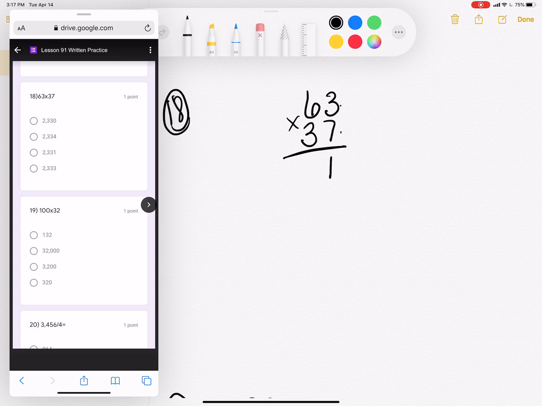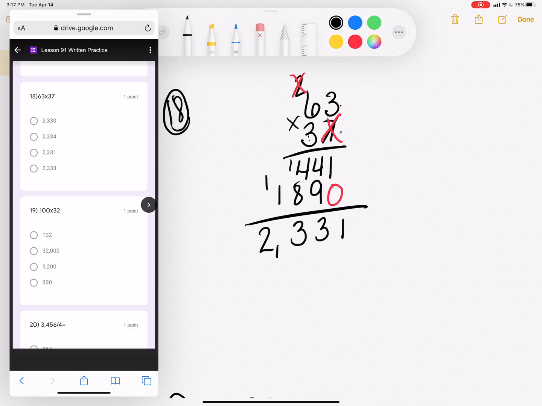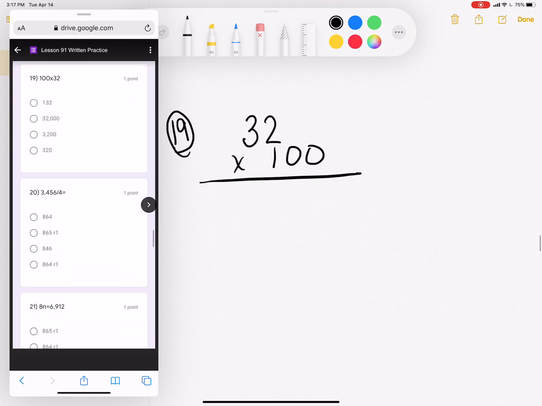Number 18, 63 times 37. 7 times 3 is 21. 6 times 7 is 42, plus 2 is 44. Now do the three things. 3 times 3 is 9. 6 times 3 is 18. So now add them up. 1, 9 and 4 is 13. 13 again. 2,331 on number 18.